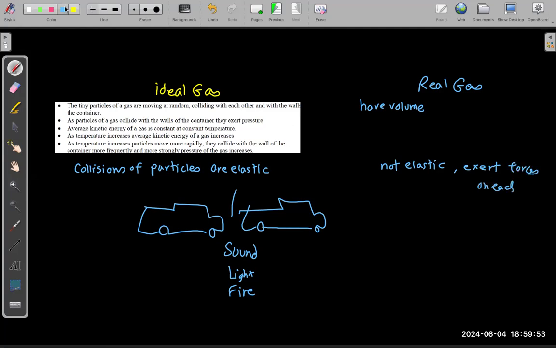What does it mean, Mister? Here it says there is no attraction between the particles, so there is no attraction between the particles of the gas, but here there is attraction. There is attraction between the particles and each other.